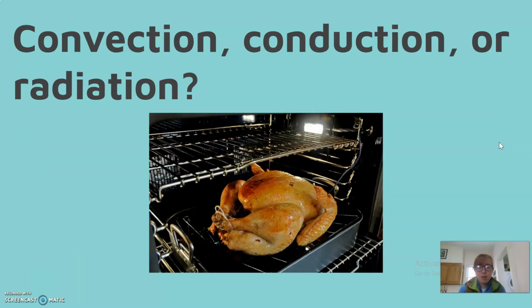This is a chicken roasting in an oven. So we'll call this radiation. You could also probably say convection here. A lot of ovens will have air circulating in them, right? So we can say convection and radiation here.